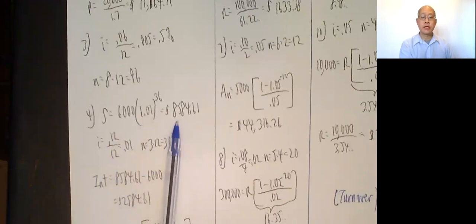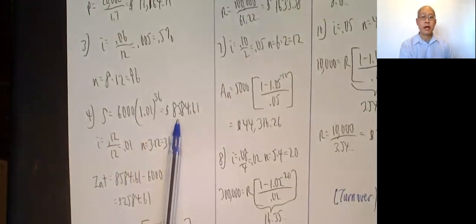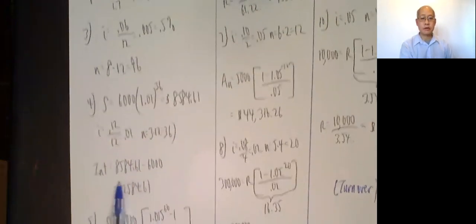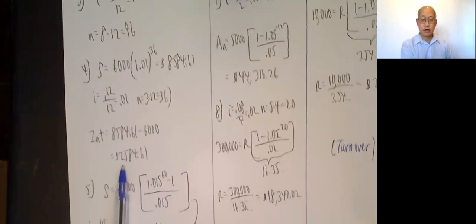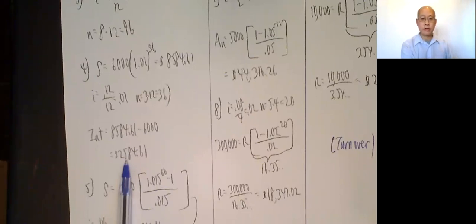But the problem asks for the interest. So the interest is the difference between the new amount and the original investment, which is 6,000. So 8584.61 minus 6,000. So the final answer is 2584.61.